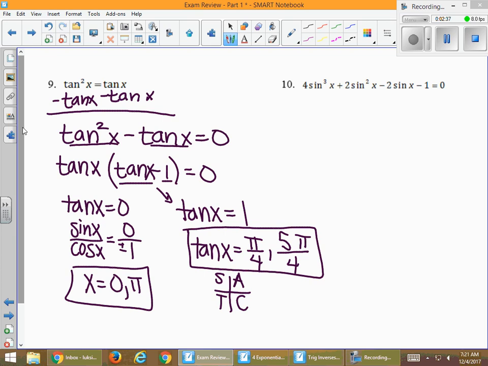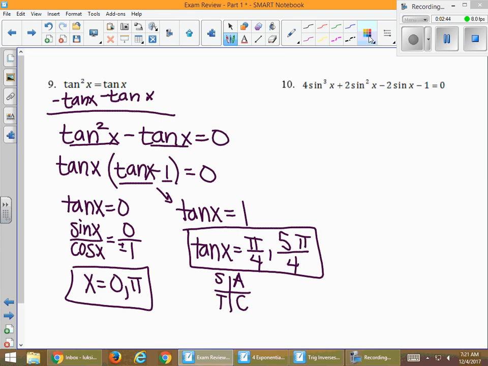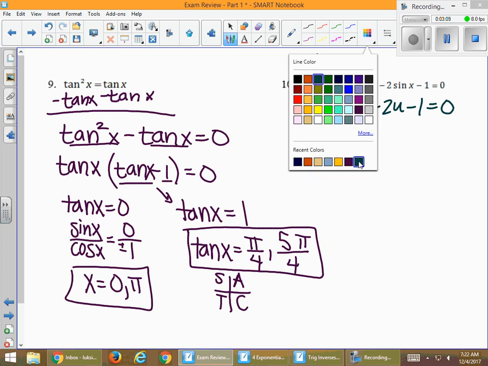All right, this number 10 looks super overwhelming until you break it up. And if you would rather write it with u's, I think that might be helpful on this one. So I'm going to write 4u cubed. I'm going to let sine of x equal u. 4u cubed plus 2u squared minus 2u minus 1. And hopefully when you do that, you can recognize that this is just a little grouping problem. Your factoring is already set up nicely for you.